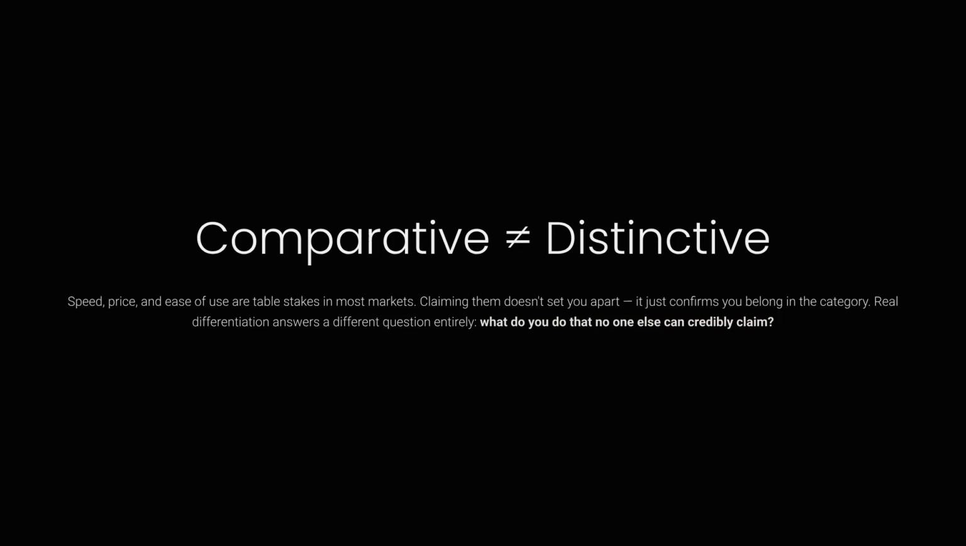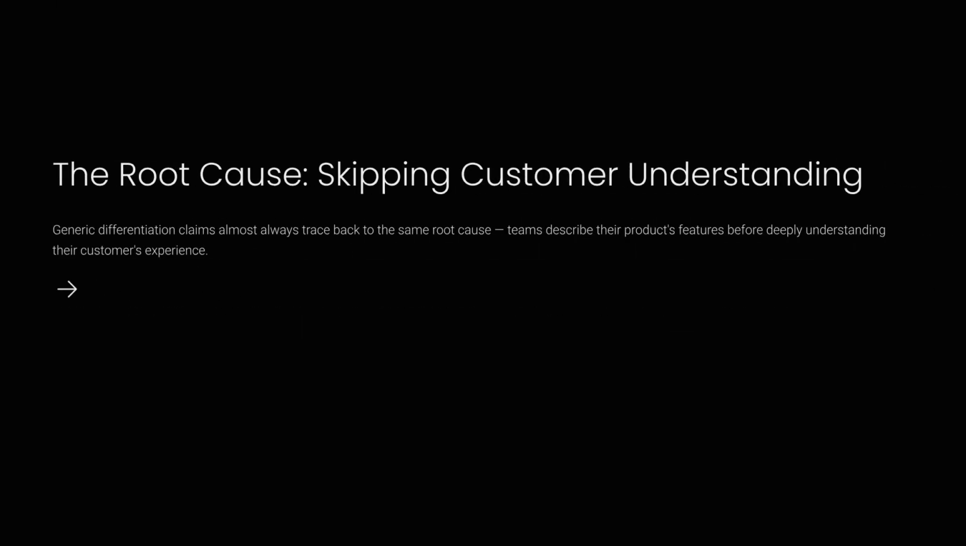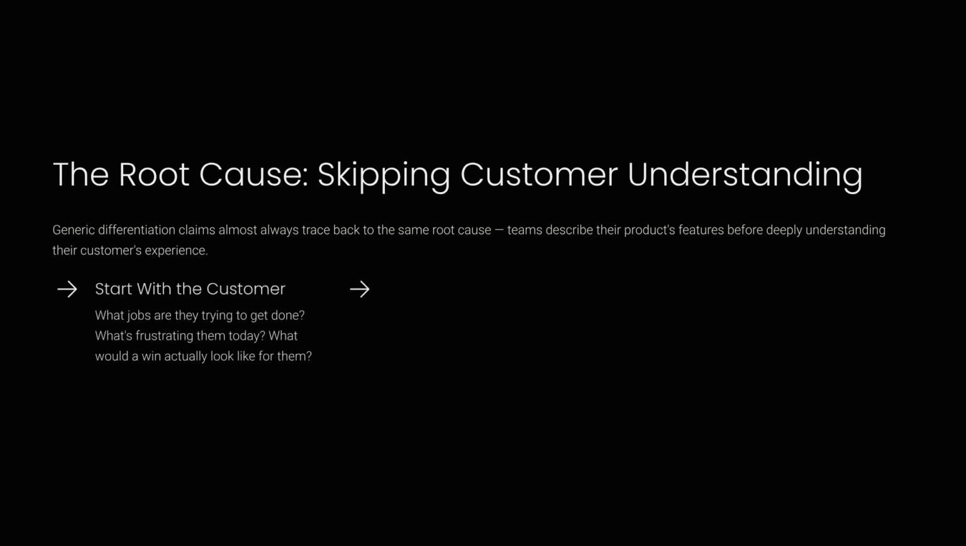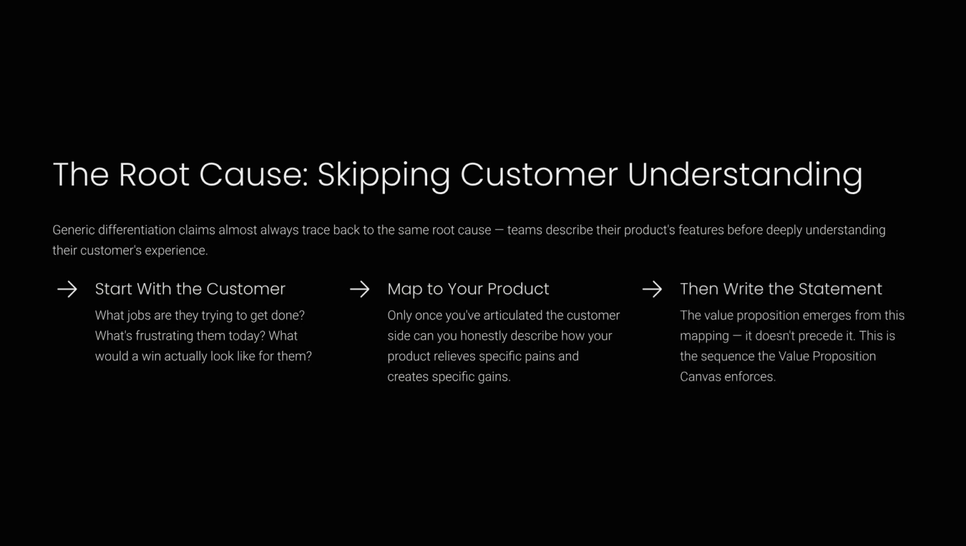Price and speed are often just table stakes. Real differentiation must answer a question no one else can credibly claim to answer. The root cause of generic claims is skipping deep customer understanding. To build a strong proposition, start by understanding the customer's jobs, map them to your product, and then write your statement based on that specific connection.